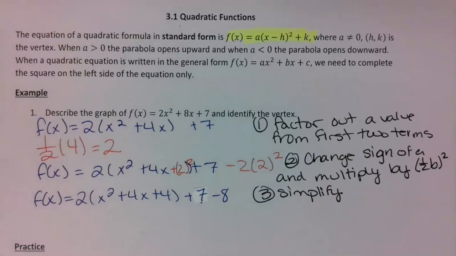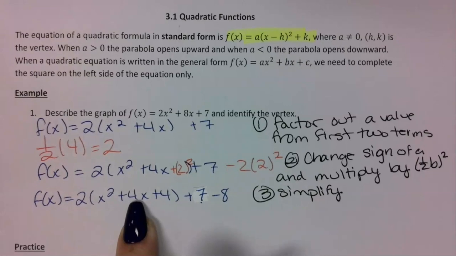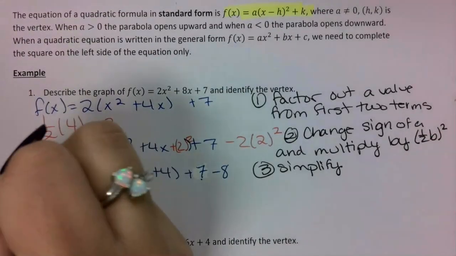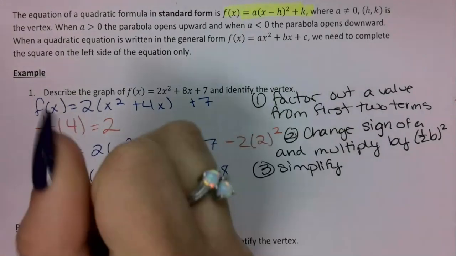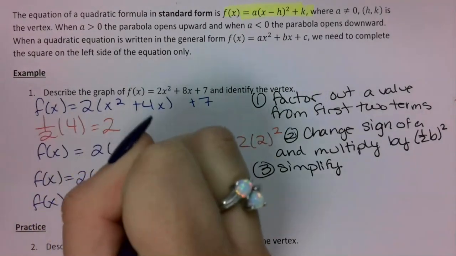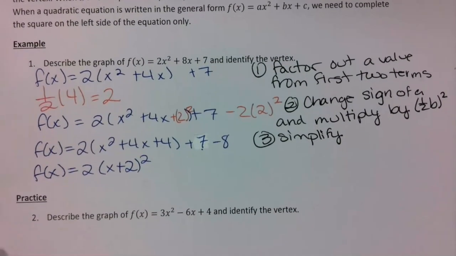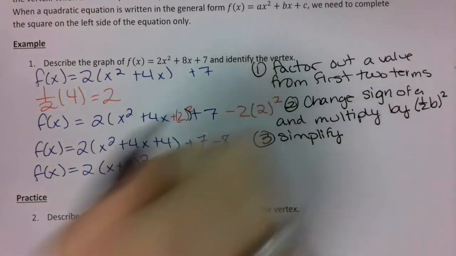Okay, now the next thing I want to do is factor the stuff inside the parentheses. So what multiplies to 4 and adds to 4? 2, and I get 2 2's, right? So I can rewrite it as x plus 2 squared. And then 7 minus 8? Negative 1.